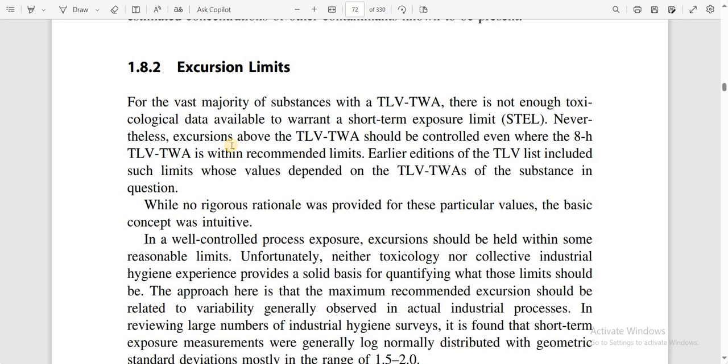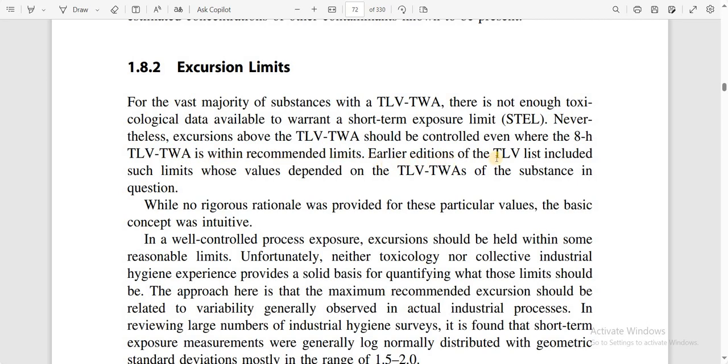Today we'll be learning about excursion limits. For the vast majority of substances with a TLV-TWA, there is not enough toxicological data available to warrant a short-term exposure limit (STEL). Nevertheless, excursions above the TLV-TWA should be controlled even where the 8-hour TLV-TWA is within recommended limits.